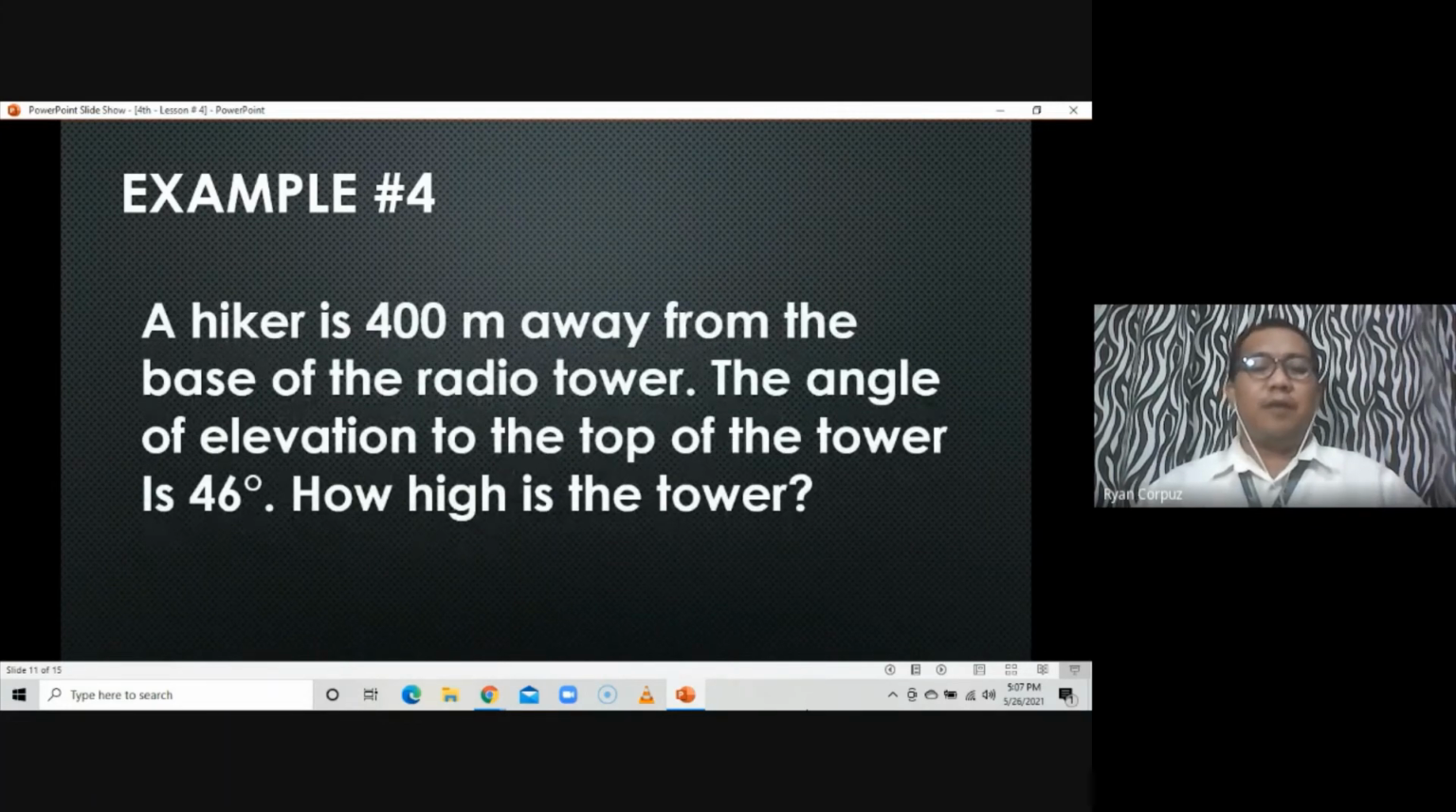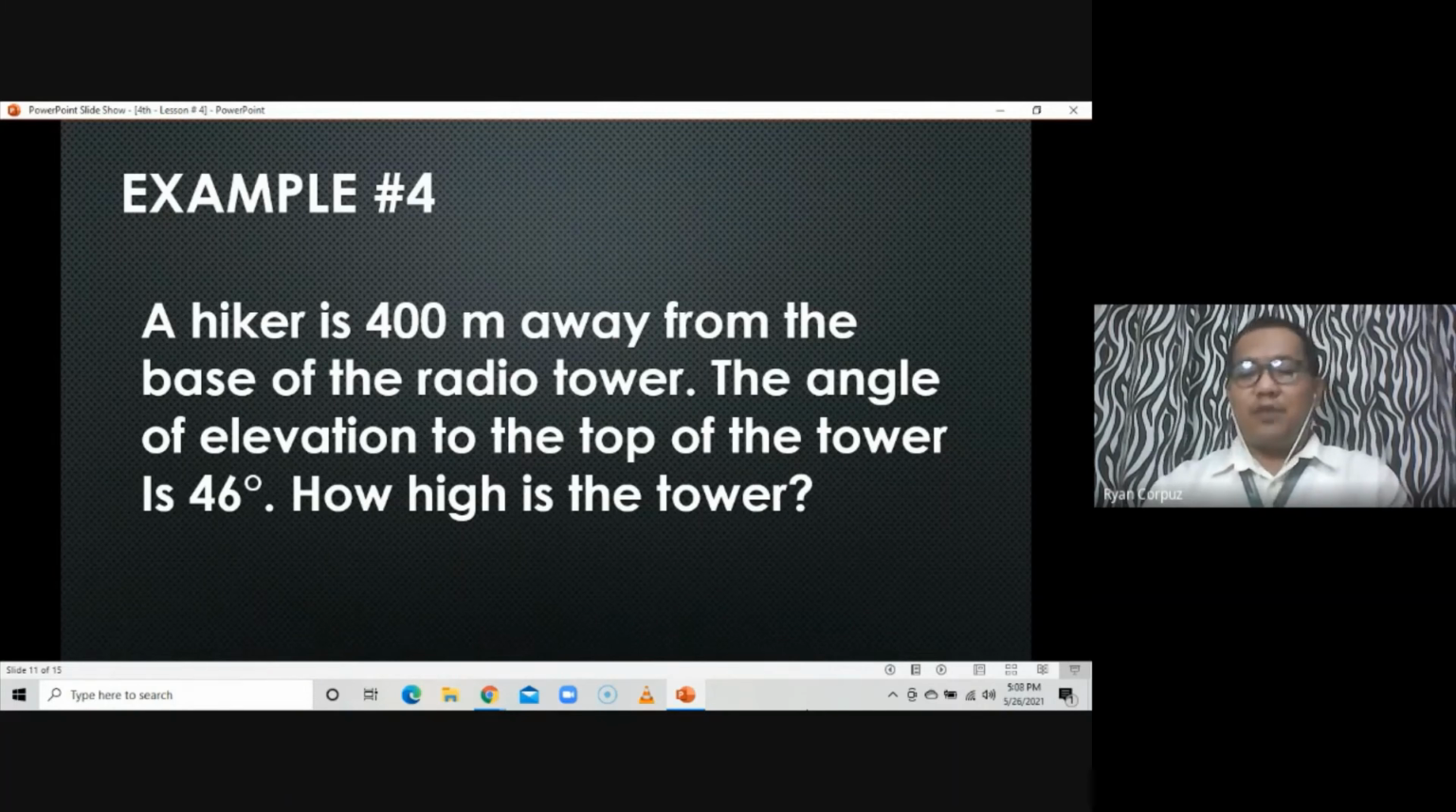So, let me read again problem number 4. A hiker is 400 meters away from the base of the radio tower. The angle of elevation to the top of the tower is 46 degrees. How high is the tower? So we are looking for the height of the tower. So yung hiker daw ay 400 meters away, so ganun pa siya kalayo dun sa radio tower. The angle of elevation from the observer to the top of the radio tower is 46 degrees. So, gaano daw kataas yung radio tower?